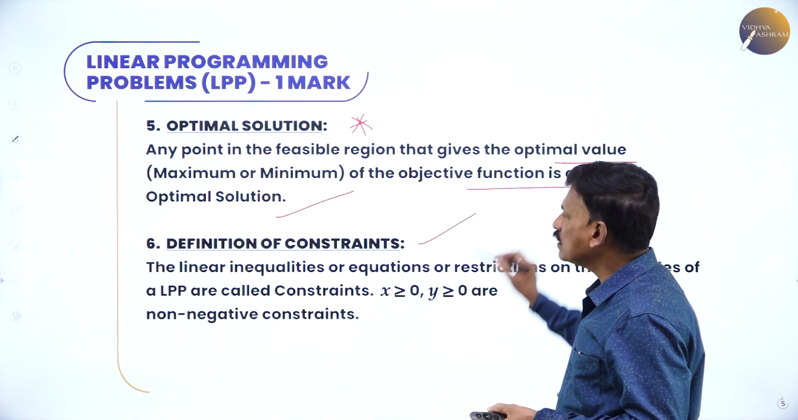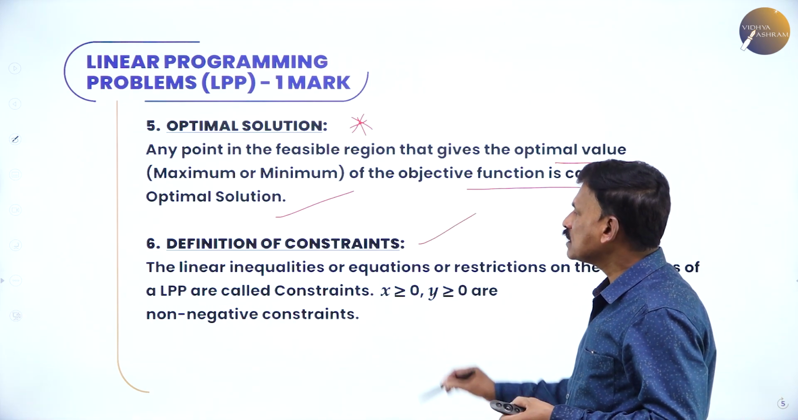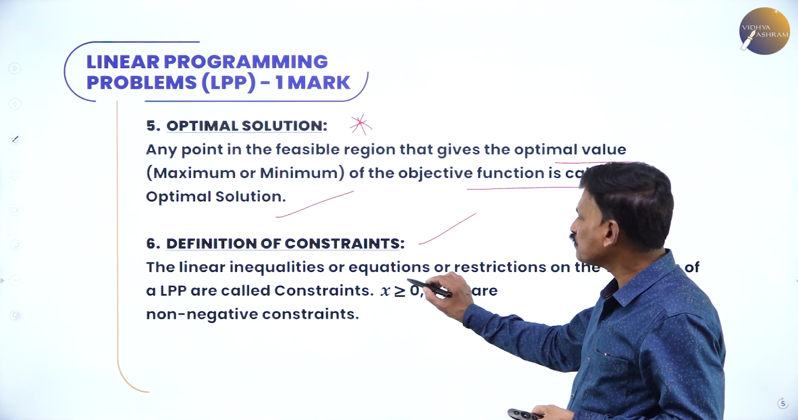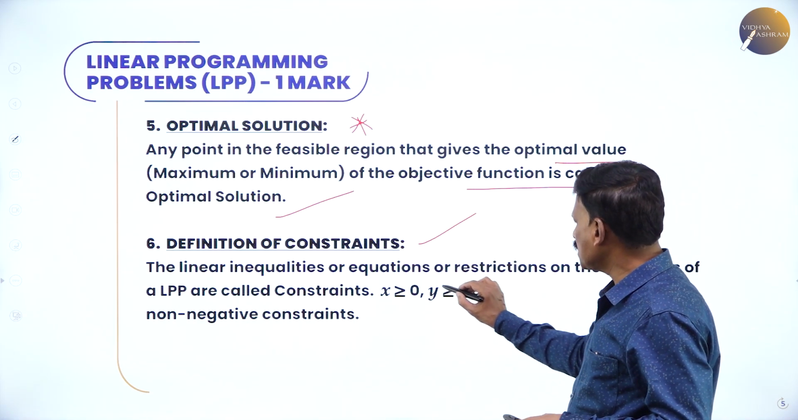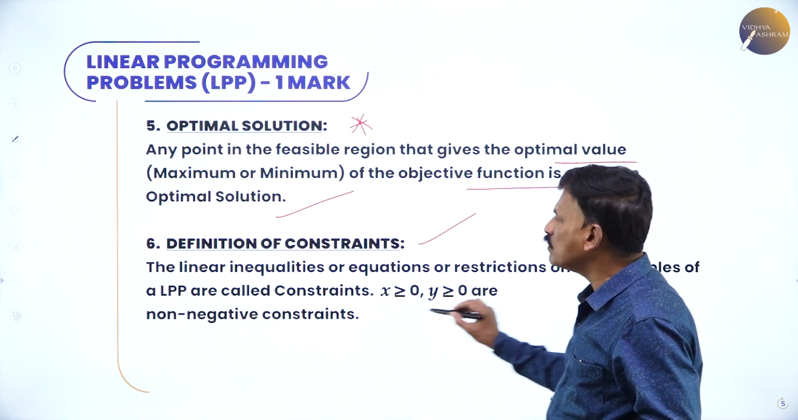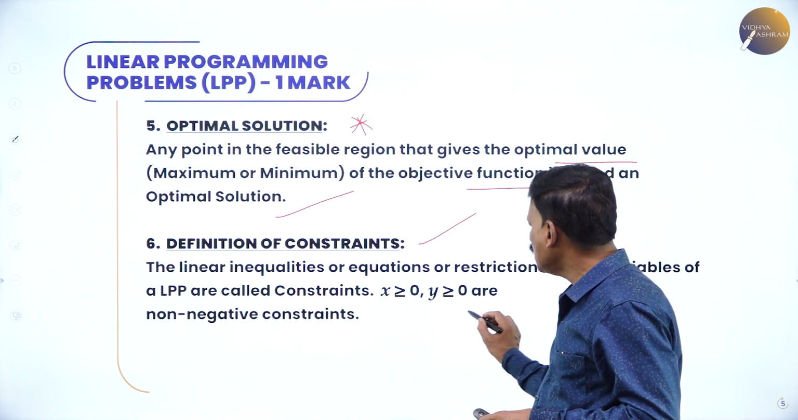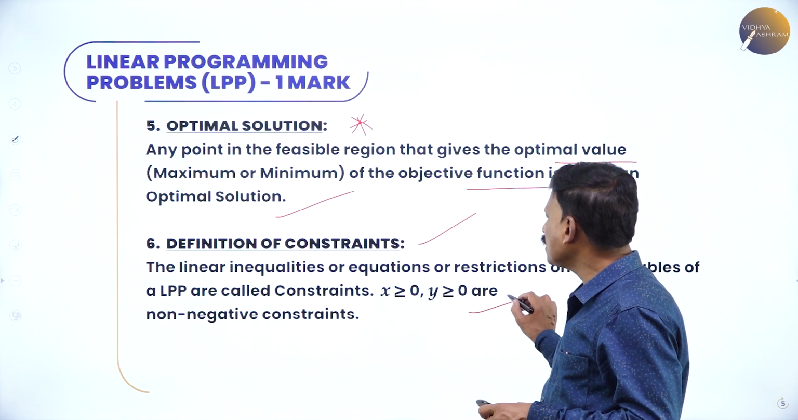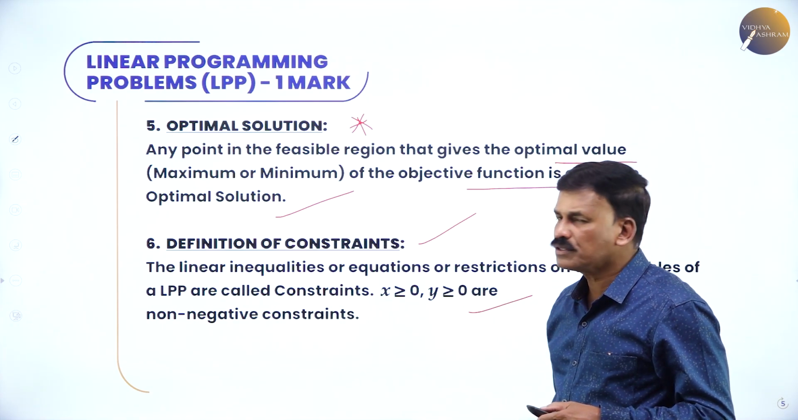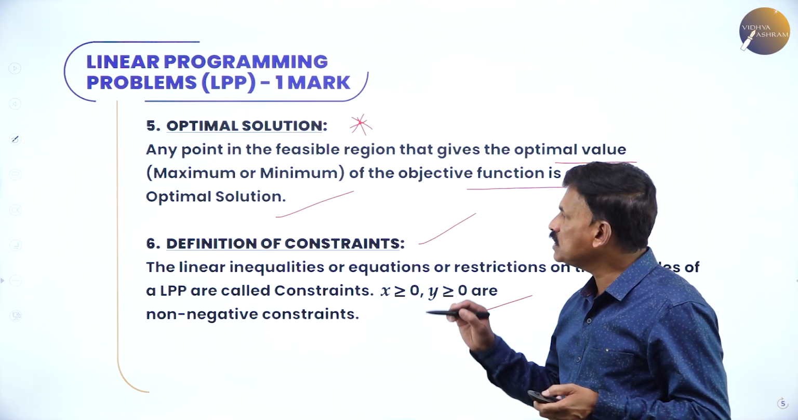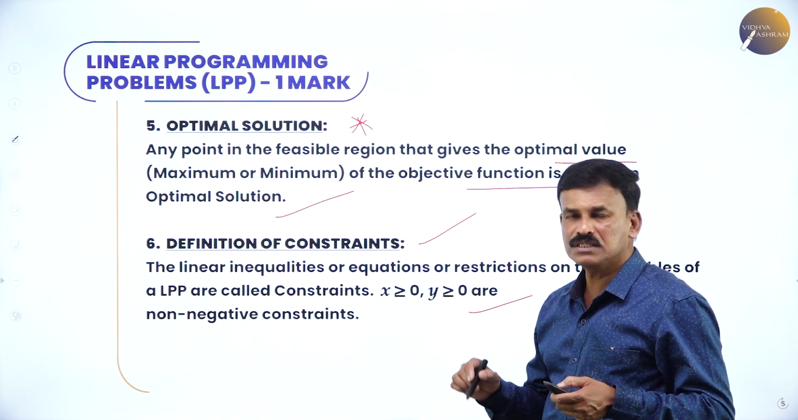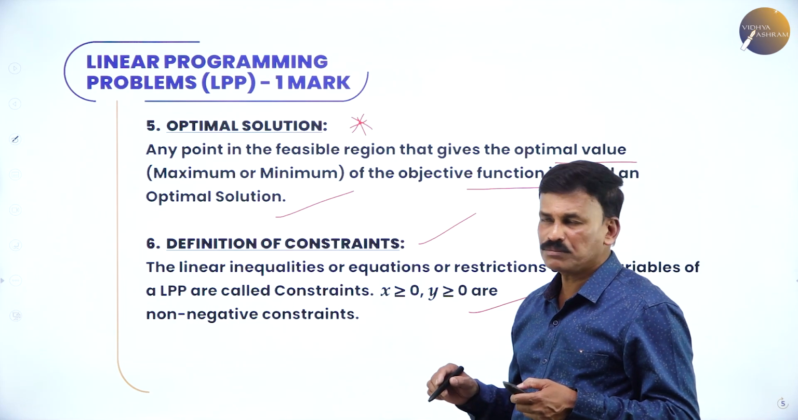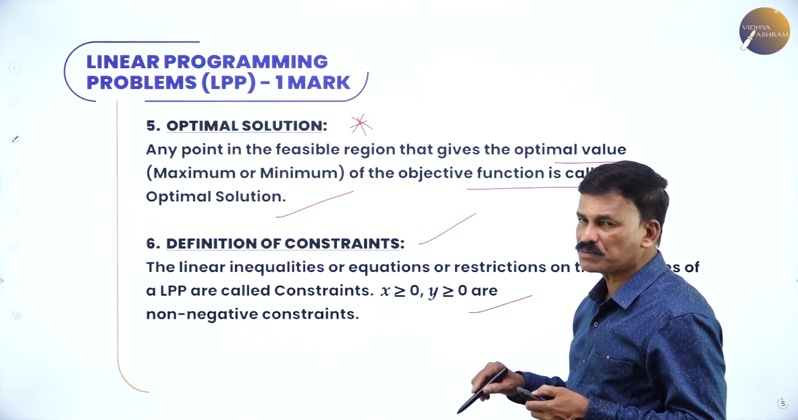Now, the definition of constraints. The linear inequalities or equations or restrictions on the variables of an LPP are called the constraints. So, x greater than or equal to 0, y greater than or equal to 0 are called the non-negative constraints. So, these are a few definitions in this linear programming problem. You may expect any one from this.